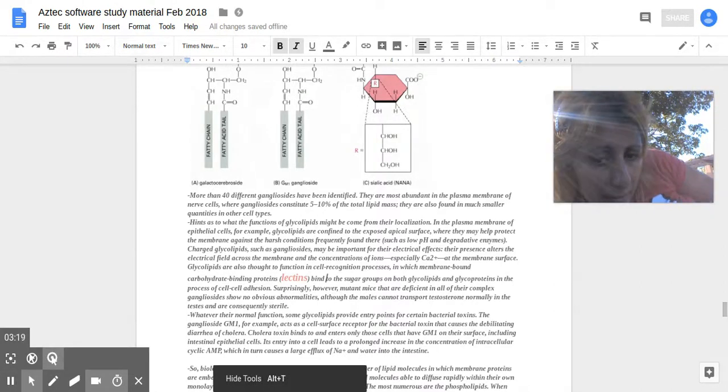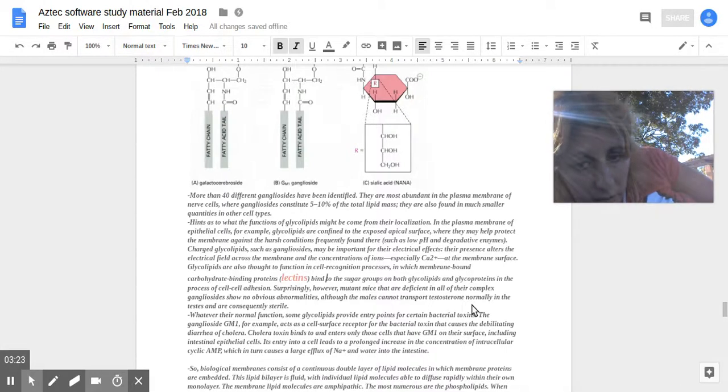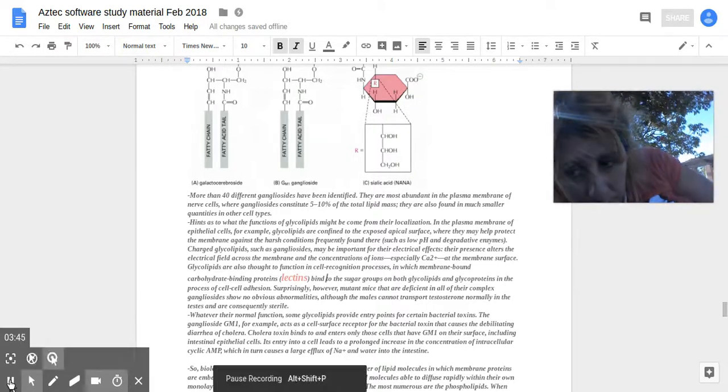Cholera toxin binds to and enters only those cells that have the ganglioside GM1 on their surface, including intestinal epithelial cells. Its entry into a cell leads to a prolonged increase in the concentration of intracellular cyclic AMP, which in turn causes a large efflux of sodium and water into the intestine. So Na+ and water into the intestine.